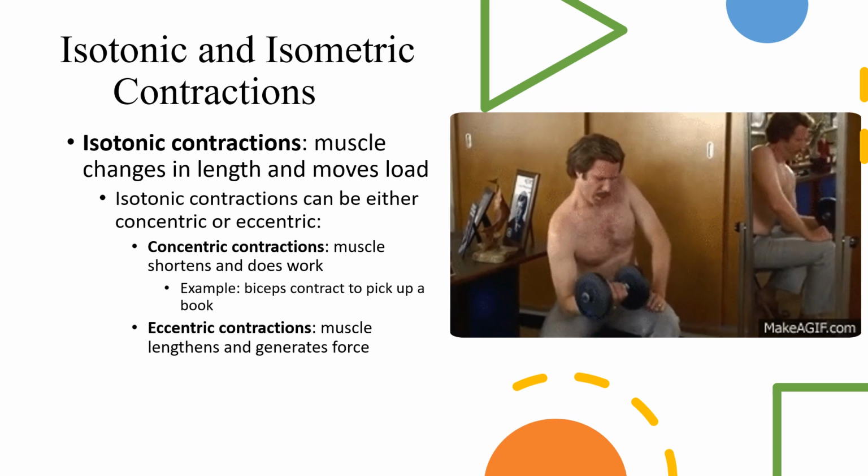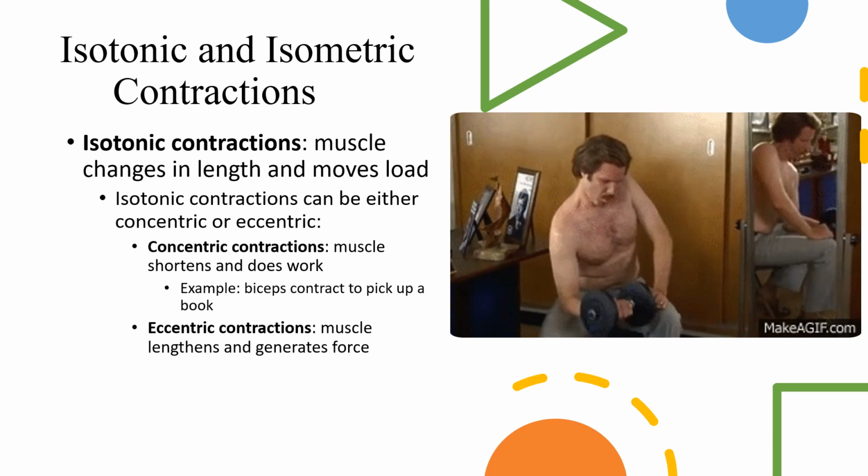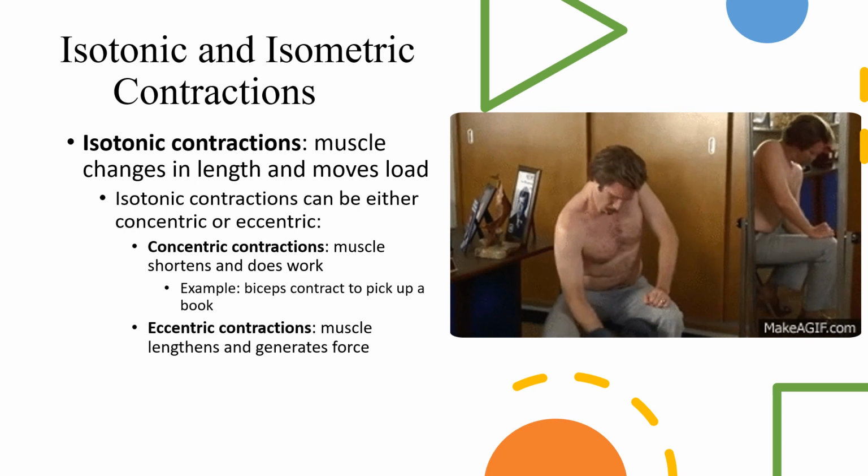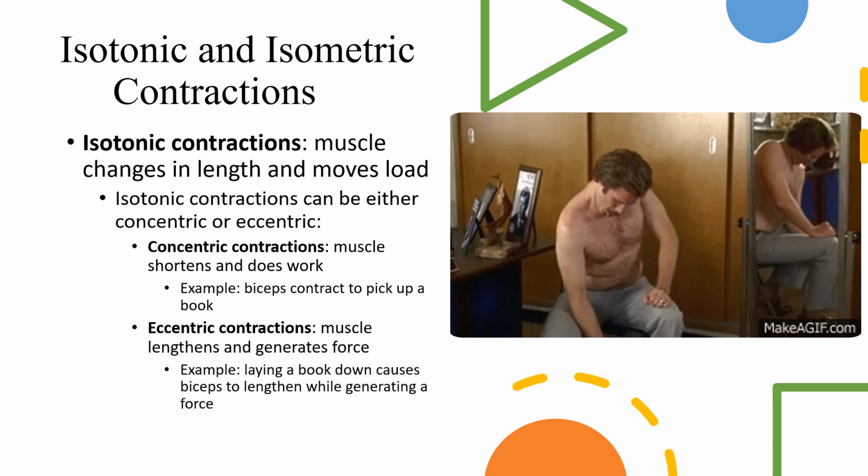contractions are going to be when the muscle lengthens and generates force. Okay, so this would be kind of the opposite, where if he was then to throw the actual weight down on the ground and lengthen his muscle, that would then generate some force. So if you, for example, lay down a book, it causes the bicep to lengthen while generating a force.